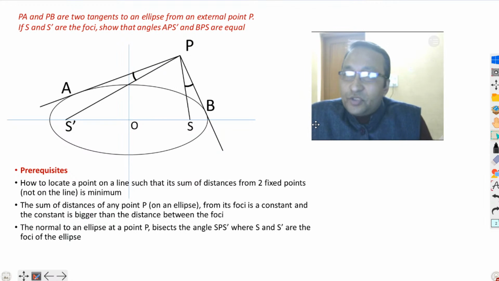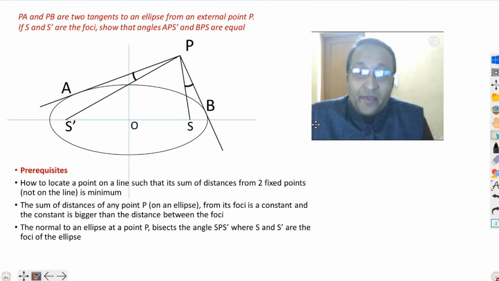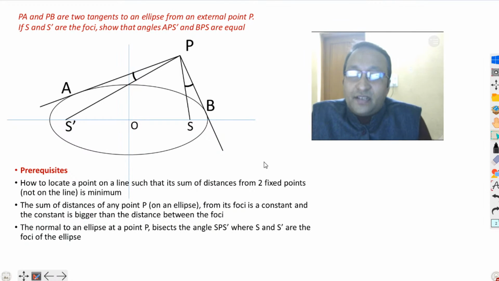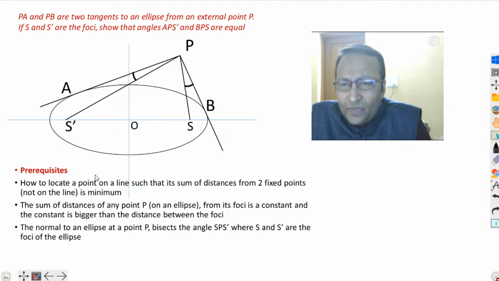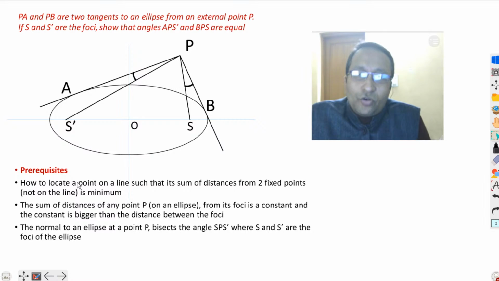I would assume that you are all students of class 11th, 12th taking this particular session of Master Mentor Tips, and you are basically aware of a few things. But despite that, I will go through these three prerequisites one by one, and we will do this with basic elementary geometry. First is, how do you locate a point on a line such that the sum of its distances from two given fixed points, those points not on the line, is minimum.